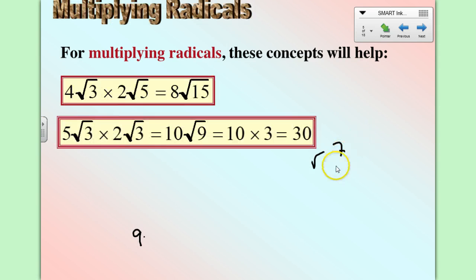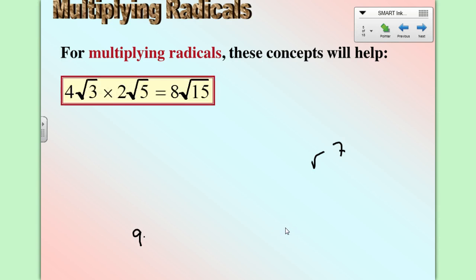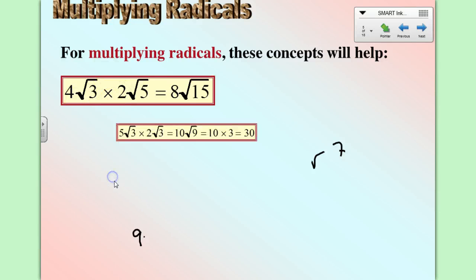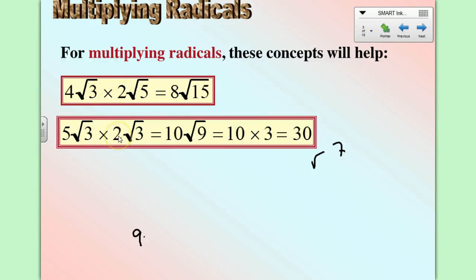For multiplying radicals, those concepts actually kind of help us because when we do simple radicals like 4 root 3 times 2 root 5, we multiply the numbers on the outside together and the numbers on the inside together, provided that they have the same type of radicals. The index numbers are the same, right? So 4 times 2 is 8, and 3 times 5 is 15. Seems straightforward. So in the next example, we've got 5 root 3 times 2 root 3. 10 root 9, but the square root of 9 is 3, so really that's just going to be 30.